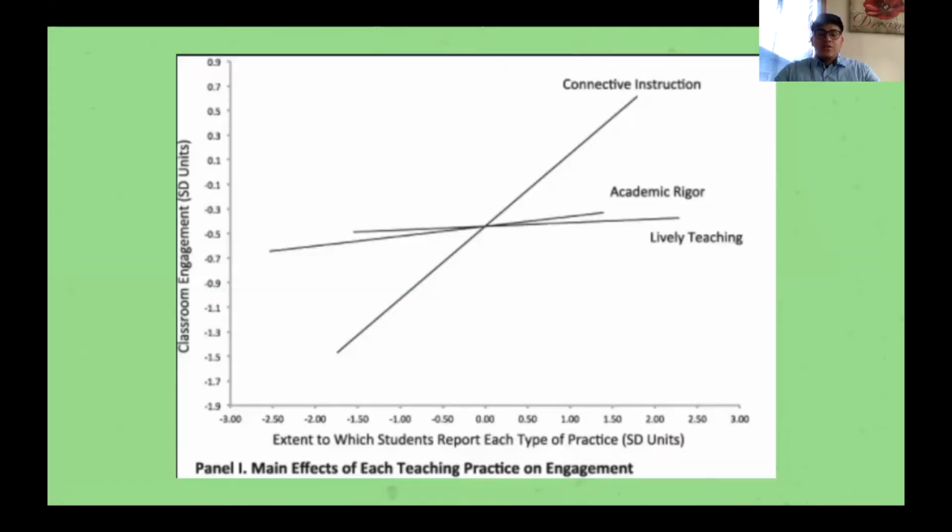Okay, so here are the findings from the second study. Go ahead and pause and try to analyze this graph yourself and come up with a few observations.